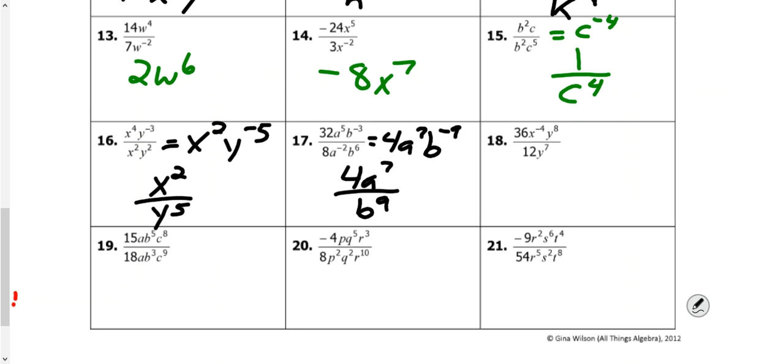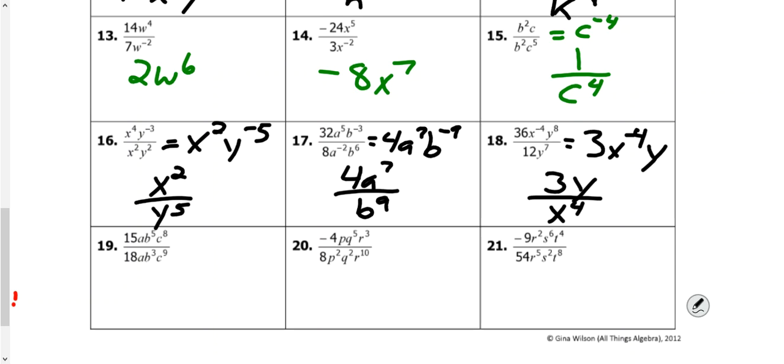For 18, 36 divided by 12 is 3. X to the negative 4 stays as x to the negative 4. There's nothing to divide it by. And then we have y to the 8th divided by y to the 7th. So 8 minus 7 will be 1. So y to the first power, or just y. So when we simplify that, 3 and y stay up top in the numerator, and x to the fourth power moves to the denominator.